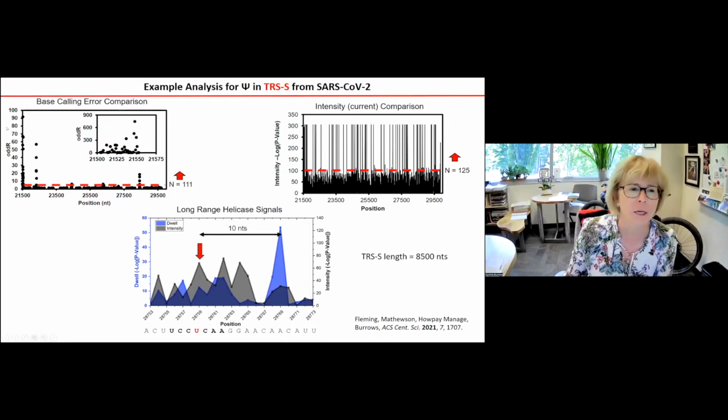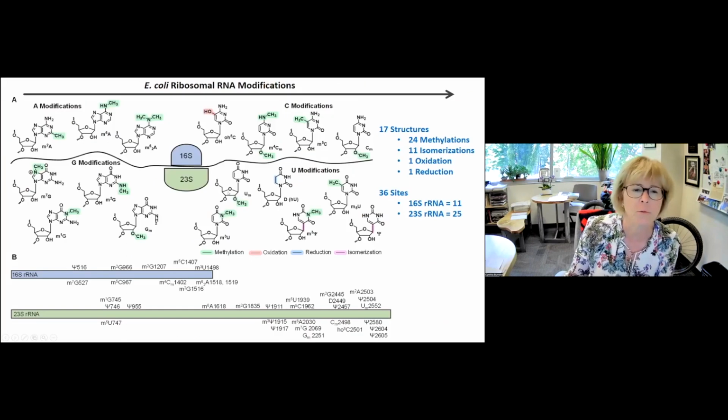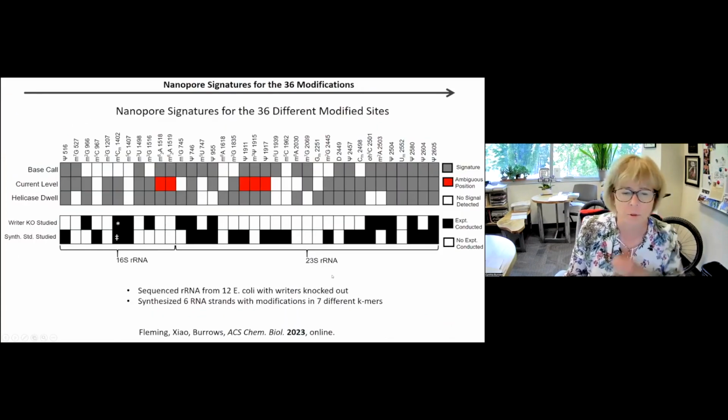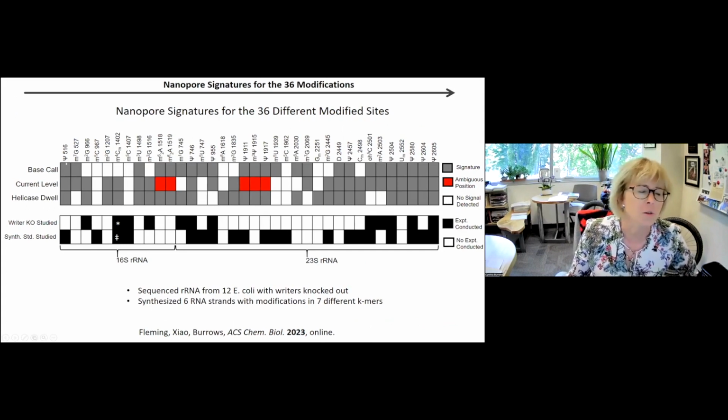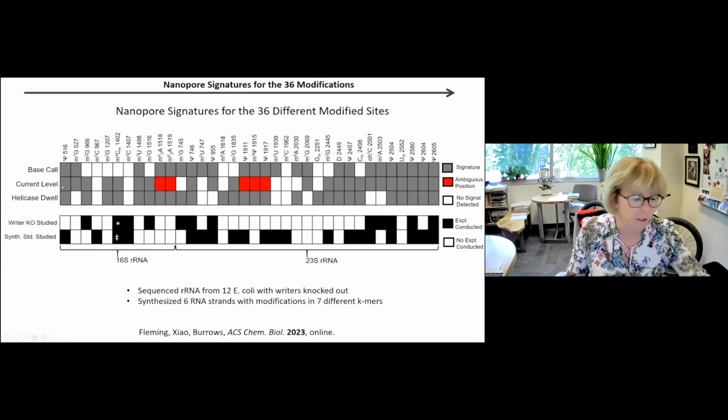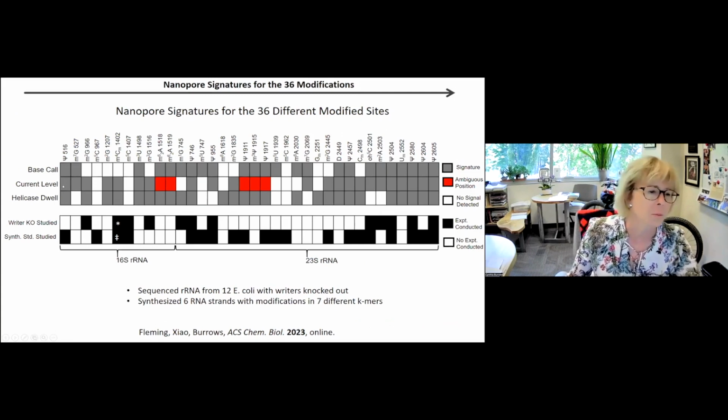I skipped over this again, but we're going to use all three: base calling error, current level intensity, and helicase dwell time. Those three are going to be the way that we look for each of these modifications throughout 16S and 23S ribosomal RNA. And so here are all the results. For those 36 locations, sometimes we saw a change by the base calling error that was introduced. Sometimes there's a change in current level that can be analyzed by, for example, NanoComp4 or other programs. And sometimes there's a change in helicase dwell time.